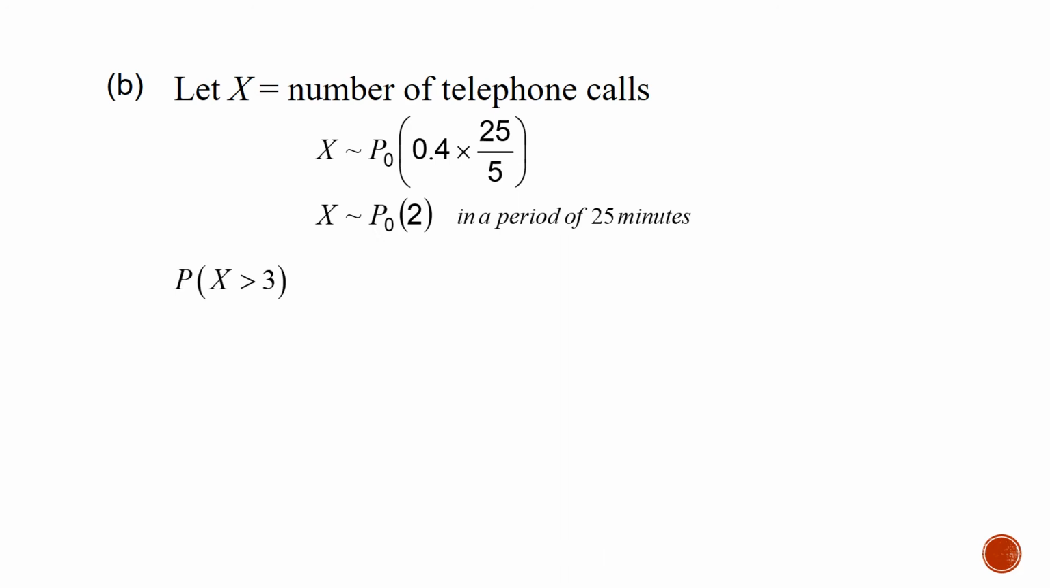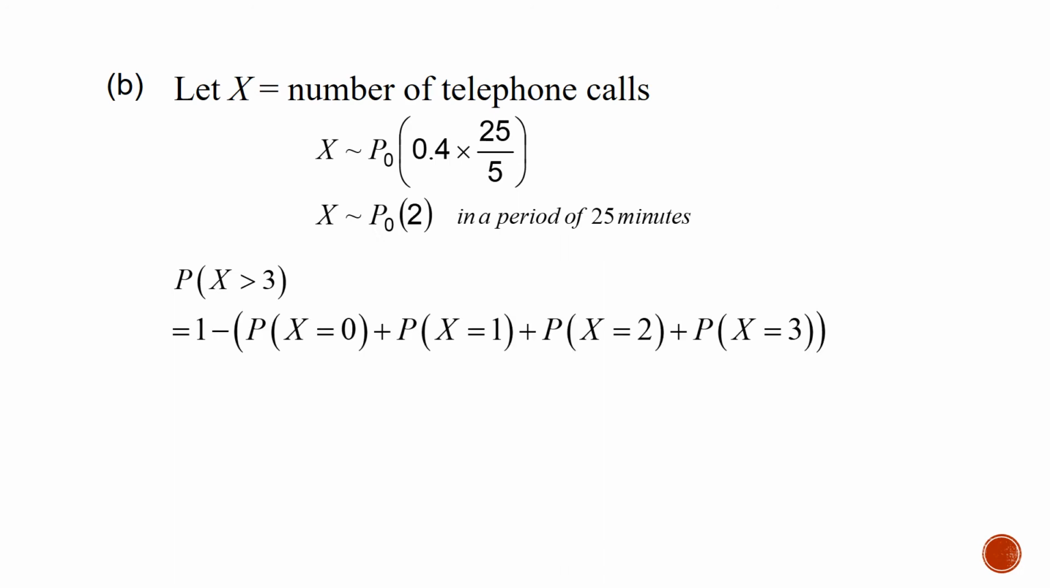So for the question, you need to find more than 3 calls received. So P(X greater than 3). And as I mentioned earlier, your X takes the values 0, 1, 2, 3 onwards. So it's countless and never ending. So you have to find 1 minus P(X less than or equal to 3).